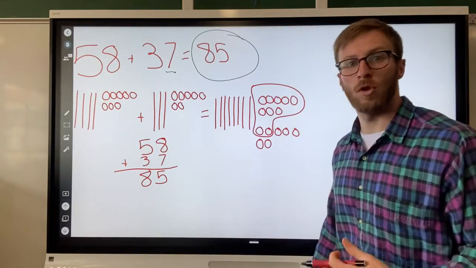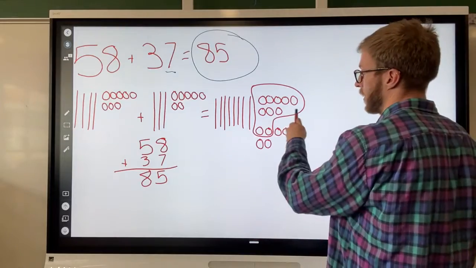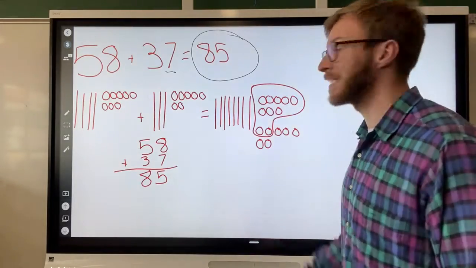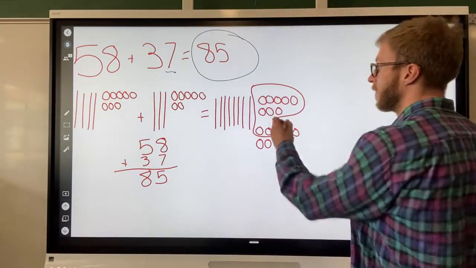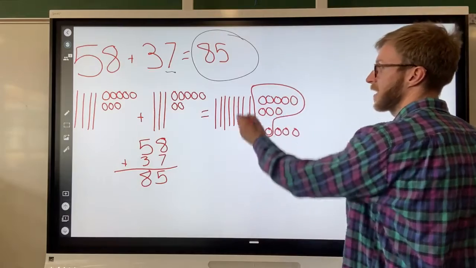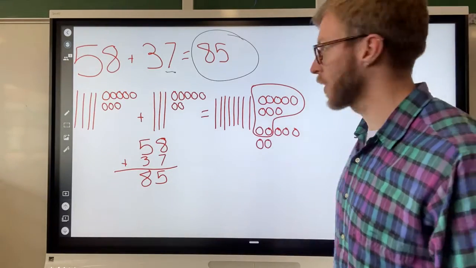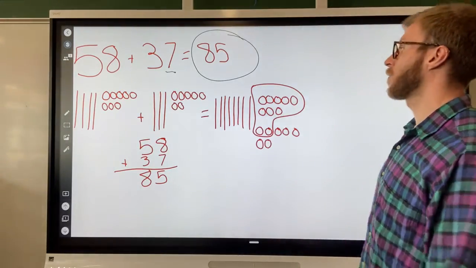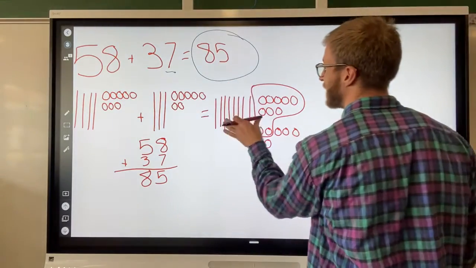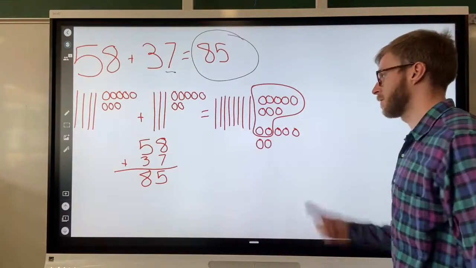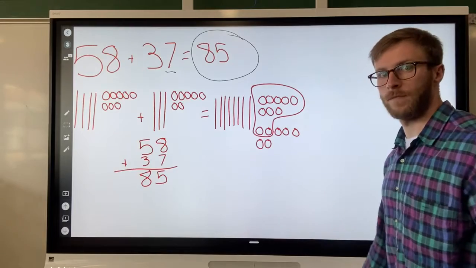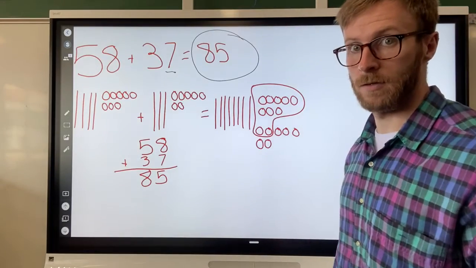Okay? Drew a little differently than how I do. I like to fill that in. But however, they did make a group of 10 here. They noticed 8 and 2 make 10, so they circled it. Okay? So then they wrote out their answer with 8 tens and 5 ones, because there are 5 ones left over. Is that correct?